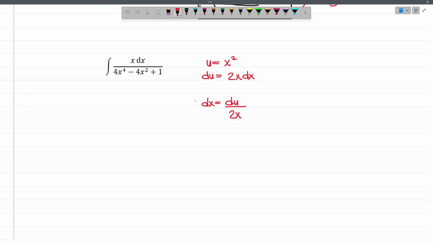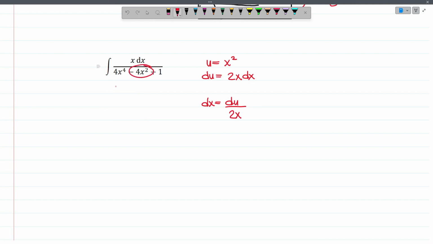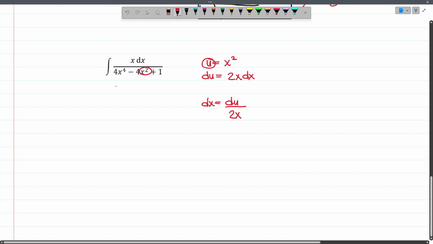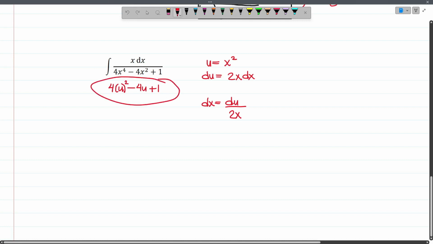Now, notice that our u is x squared, and so I can actually replace these. Now we have 4x to the 4th, but I can just replace that with 4 times u squared, because again, our u is x squared, and if we square that, we will get x to the 4th. And then we have 4x squared. Now I can replace x squared by u, and so I can just write this as minus 4u, and then this is again 4u squared, and then we have plus 1. And so this is how I'm going to rewrite my denominator.